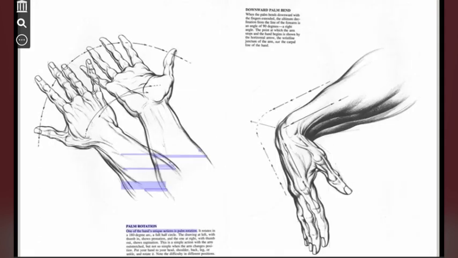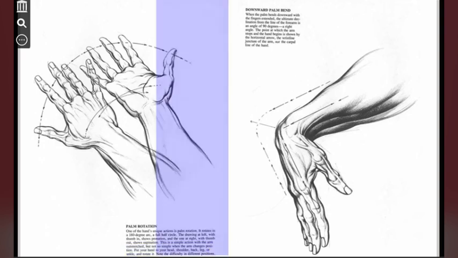Palm rotation. One of the hand's unique actions is palm rotation. It rotates in a 180-degree arc, a full half circle. The drawing at left, with thumb in, shows pronation, and the one at right, with thumb out, shows supination. This is a simple action with the arm outstretched, but not so simple when the arm changes position. Put your hand to your head, shoulder, back, leg, or ankle, and rotate it. Note the difficulty in different positions.